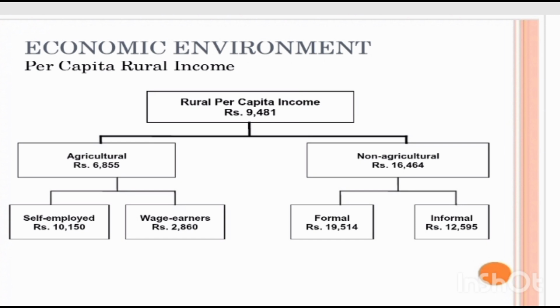Non-agricultural income. The non-agricultural sector presents a more promising picture, with a significantly higher average per capita income of 16,464 rupees. This sector also has two primary components. Formal employment in non-agricultural activities leads to the highest income across all categories, at 19,514 rupees per capita. Informal employment in this sector still provides a substantial income of 12,595 rupees, which is notably higher than the overall rural average and the agricultural self-employed income.